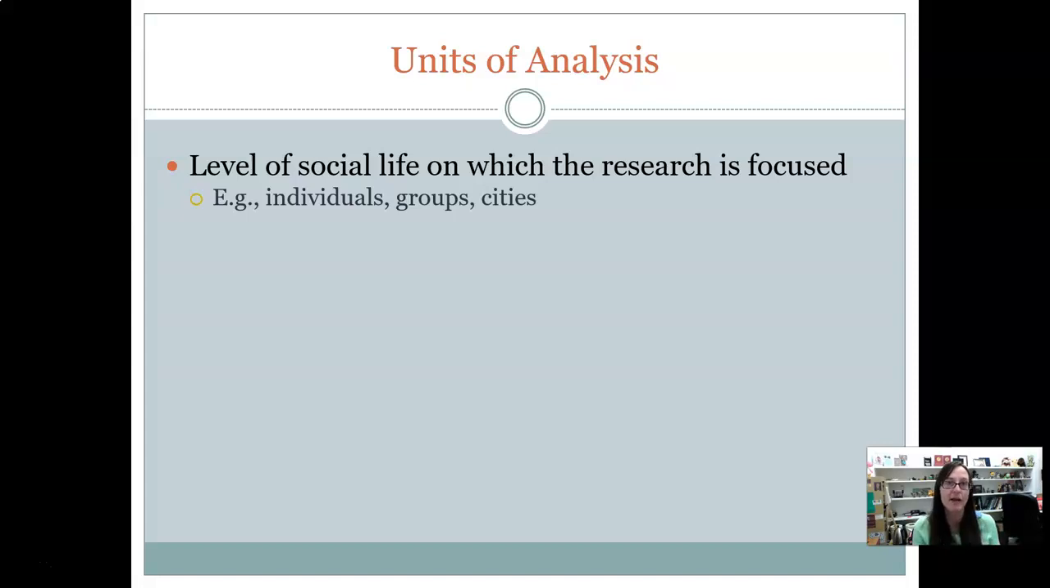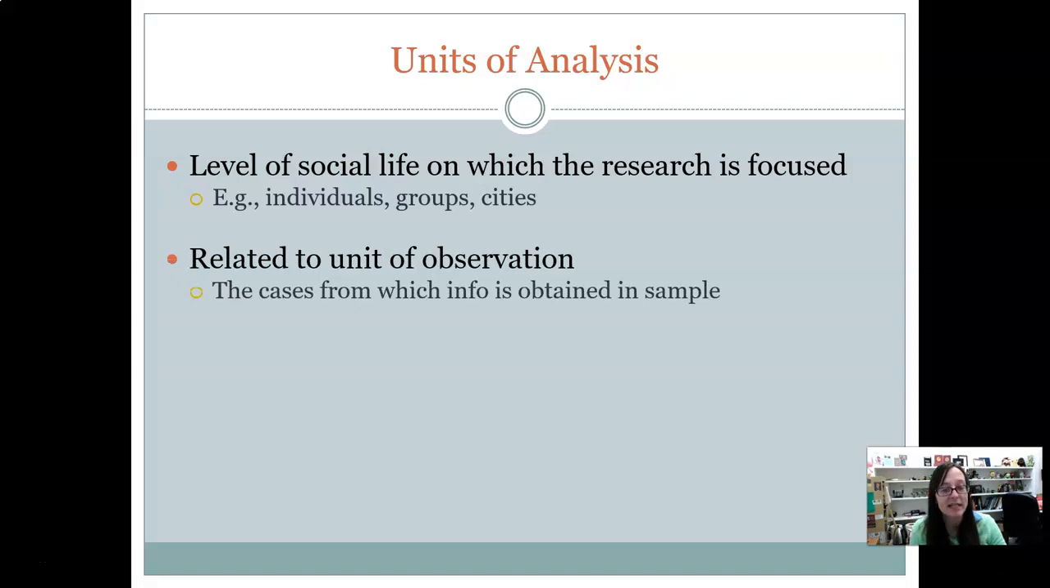So maybe you're comparing different NHL teams on some kind of statistics, like win percentages. And so your unit of analysis would be NHL teams. Or maybe you're comparing cities, looking at crime rates and how they relate to poverty rates across a whole bunch of different cities. Then our unit of analysis would be cities. So the most common is individuals, but that's not always the case.